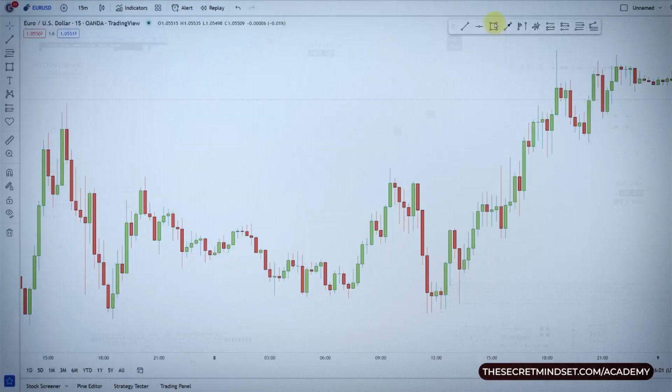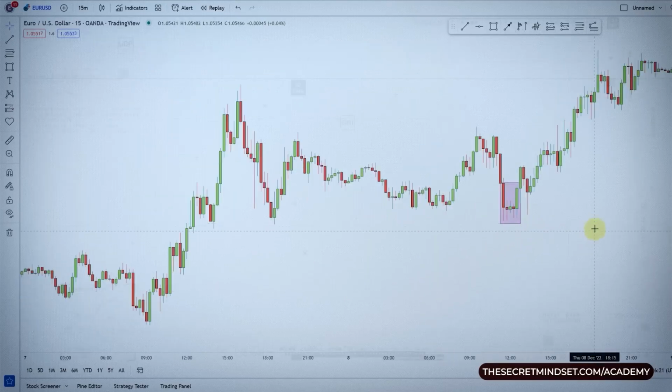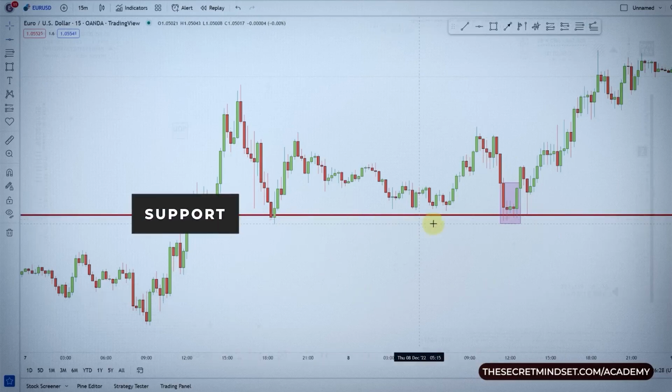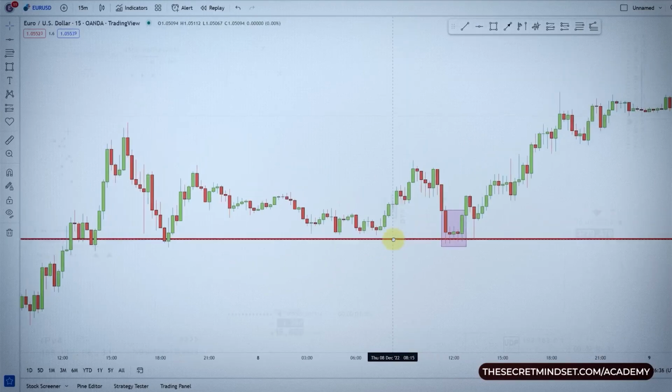Let's look at this chart. Here's our candlestick pattern. A large bearish candlestick makes a new recent low and is followed by several relatively small-bodied candlesticks. Then, a large bullish candle appeared, a sign that the flat trend has ended and a potential up move may begin. But more important, look at the location of the pattern. It appeared at a clear support level, at a price level where the previous downtrend was expected to pause.